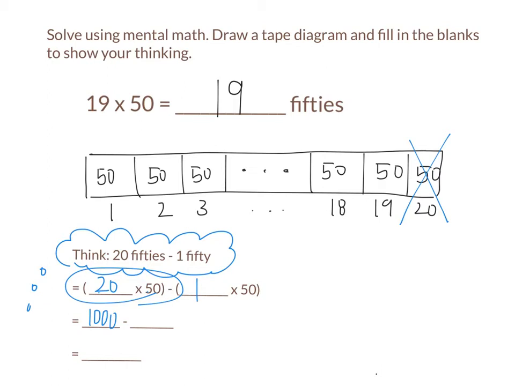But am I trying to find 20 50s? No. I'm trying to find 19, so I have to take away 1 50. What's the value of 1 50? 50. So if I have 1,000 and I need to take away 50, what do I have left? 950. Do you see how if I think about it in my brain, like 20 50s first, and I can take away one of the 50s, I can do this problem very easily? Yeah. So therefore, 19 times 50, or 19 50s, is 950.